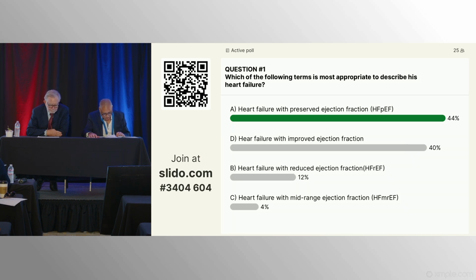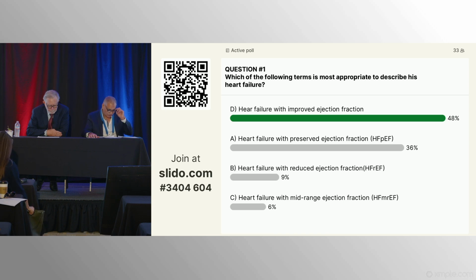A, heart failure with preserved ejection fraction. B, heart failure with reduced ejection fraction. C, heart failure with mid-range ejection fraction. And D, heart failure with improved ejection fraction.